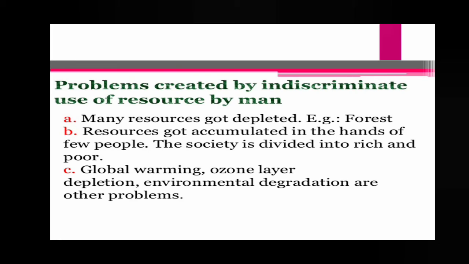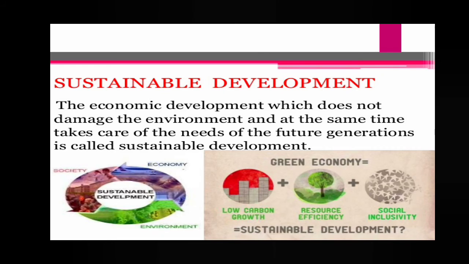Now come to the last, that is global warming. It is due to pollution, emission of harmful gases, ozone layer depletion, environmental degradation. These are also problems, and all these problems are created by whom? By our greedy nature, because now we are not needy, we are greedy, we need more and more. Now come to the next. So already we have discussed the problem of our greedy nature.